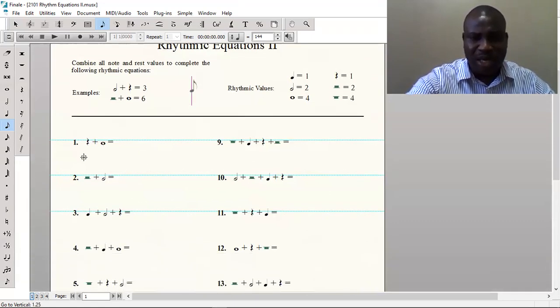So coming down here, you see that you have a crochet rest plus a semibreve. A crochet rest is the same value as a crochet. And we know that a crochet is 1 beat. So each rest is also 1 beat plus a whole note, which is 4 beats, making 5. So number one is going to be 5. Number two, you have a minim rest plus a minim note. A minim rest is the same value as a minim note. And a minim note is 2 beats. So it makes the minim rest also 2 beats. So 2 plus 2 equals 4.